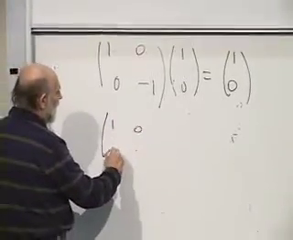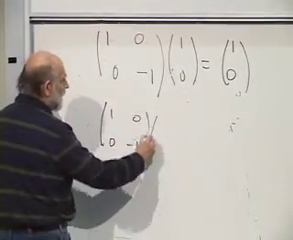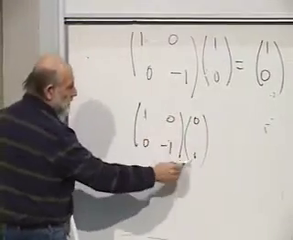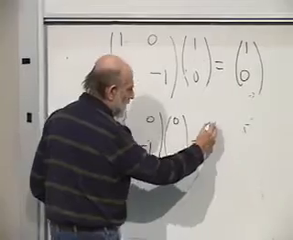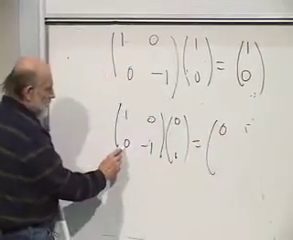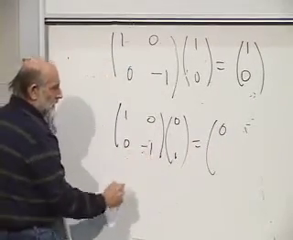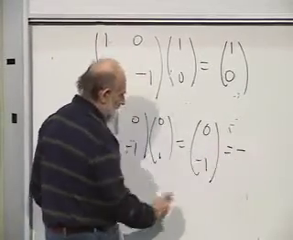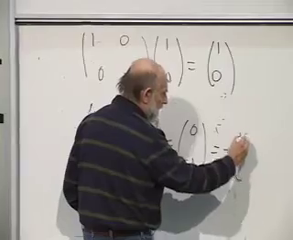And let's try the other one. 1, 0, 0, 1, minus 1, 0, 1. 1 times 0 is 0. 0 times 1 is 1, 0. 0 times 0 is 0. Minus 1 times 1 is minus 1. And that's equal to minus the original vector, 0, 1.